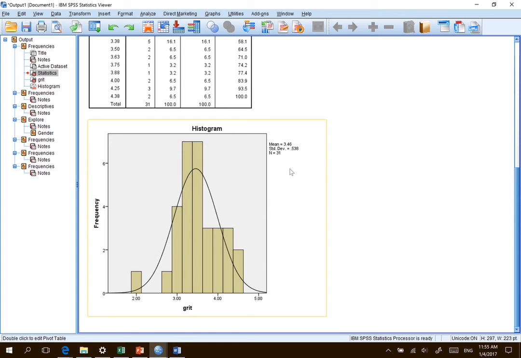The last piece of information we get is the histogram of the distribution. And here you can see that actually your scores follow pretty much the normal curve. So for now, actually we're okay, and we have at least the idea that grid is normally distributed. That's it for now.